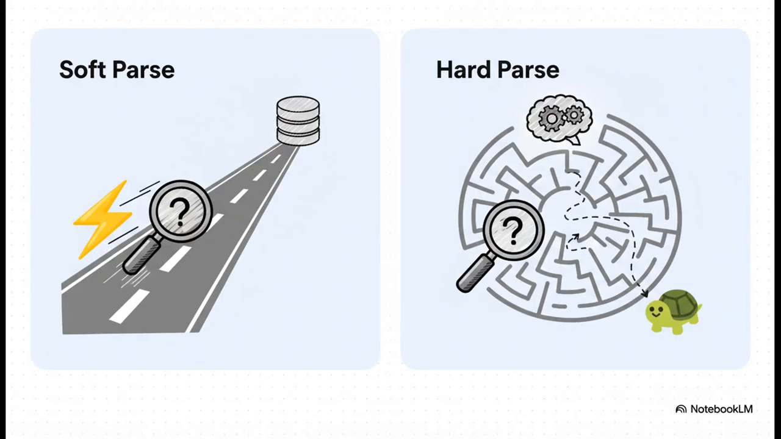If the answer is yes, boom, we get a soft parse. This is exactly what you want. It is crazy fast. The database already has a pre-built roadmap for getting the data, the execution plan, and it just reuses it instantly. But if the query is brand new, that triggers a hard parse. This is way, way slower because the database has to build a whole new, efficient execution plan right from scratch.